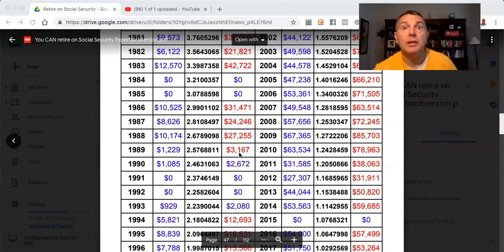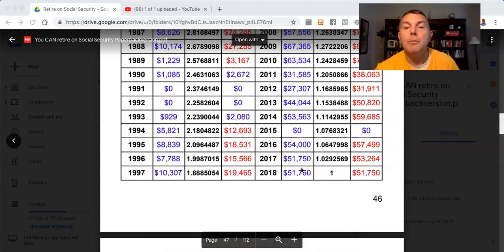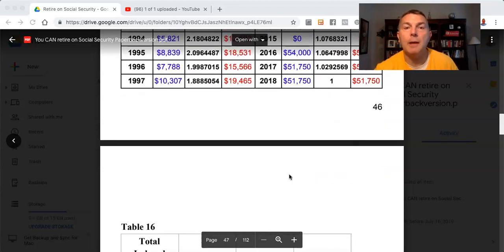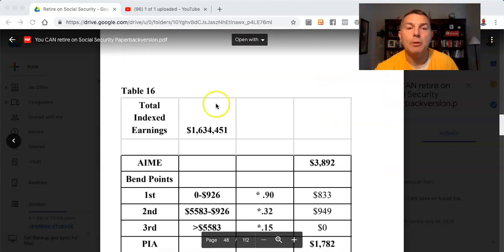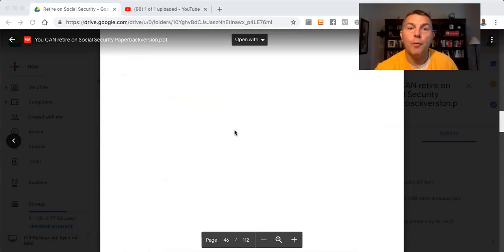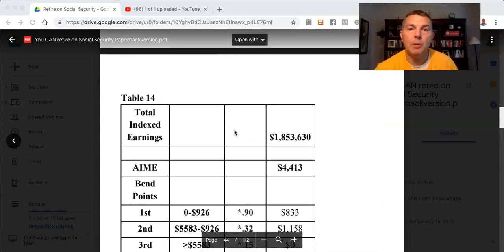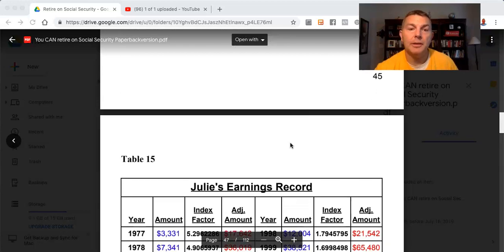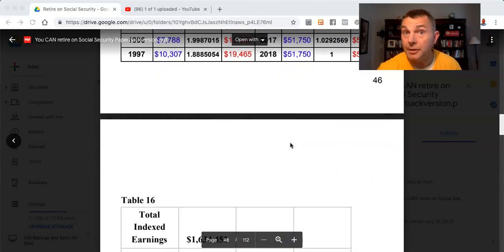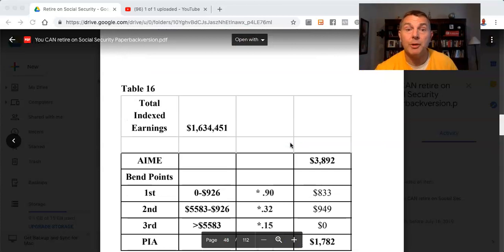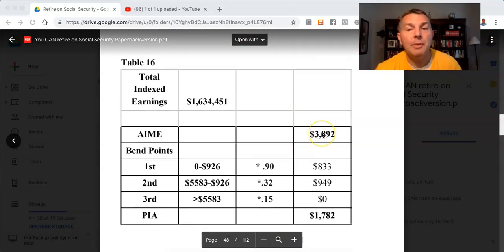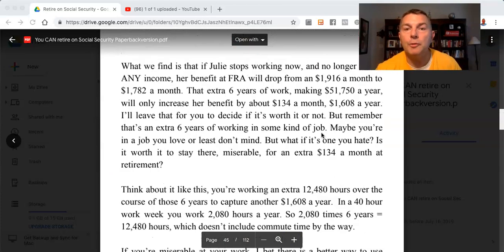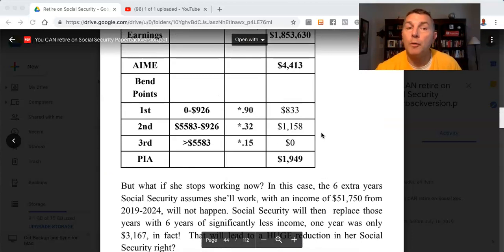And now we're going to use it as part of her earnings benefit. But notice we're stopping here at 2018. That's when her earnings stop. So what does it look like? Well, now her total indexed earnings is $1.634 million, whereas before it was $1.853 million. So again, we've lost a pretty significant amount of earnings, relatively speaking to her overall Social Security benefit. So now her AIME is 3892, whereas before it was 4413.